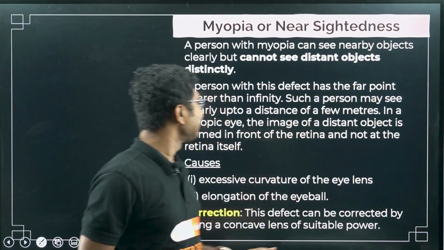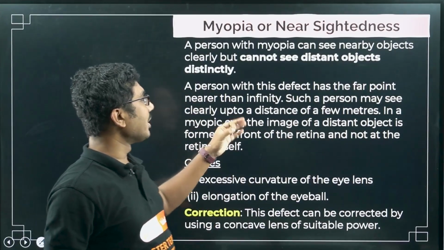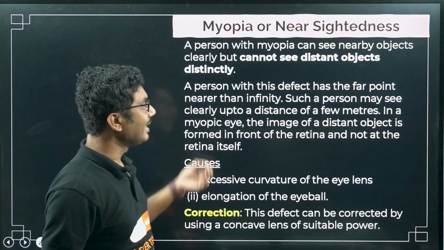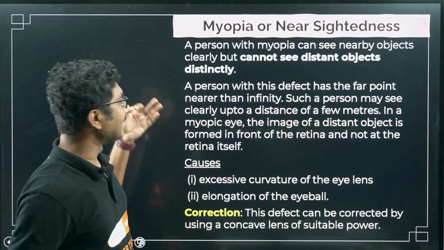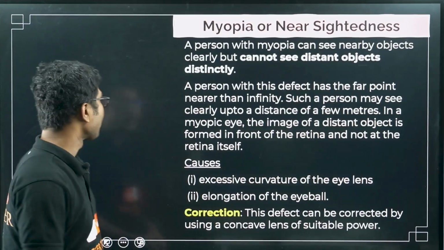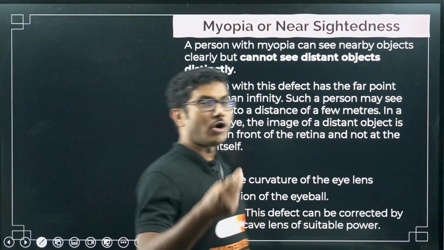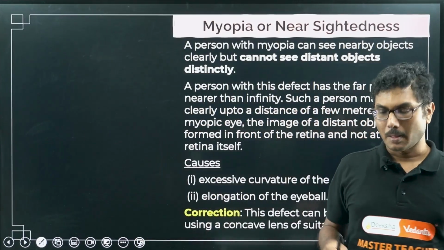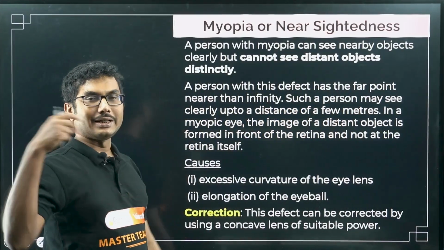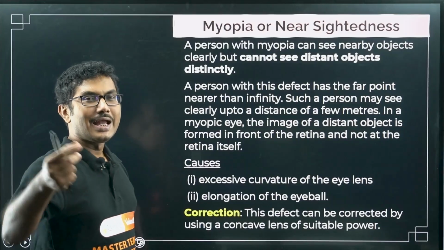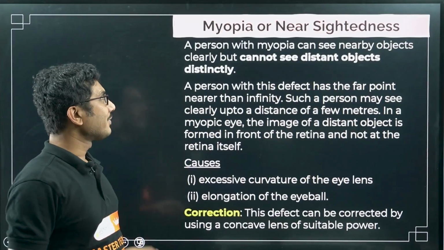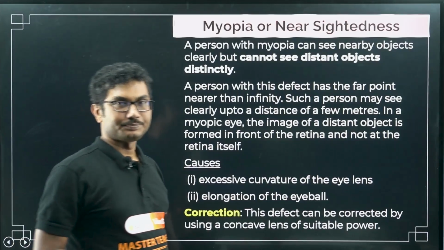Such a person may see clearly up to a distance of a few meters, 1 meter, 2 meters. But in a myopic eye, the image of a distant object is formed in front of the retina. It cannot reach the retina. The focal length is changed, so that's why it cannot reach the retina anymore. That's why it is called nearsightedness.